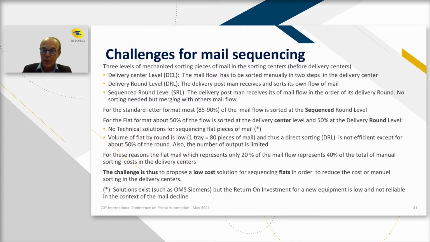For flat mail, as we can't go to such a level, we sort part of the mail at the delivery center and another part of the mail, about 50%, at the round delivery level. So for this reason, we have a challenge. Flat mail is about 20% of the mail, but in terms of cost for manual sorting at the delivery center level, it's about 40%. So it's a very costly process. The challenge is to reduce this cost by trying to sequence flat mail.